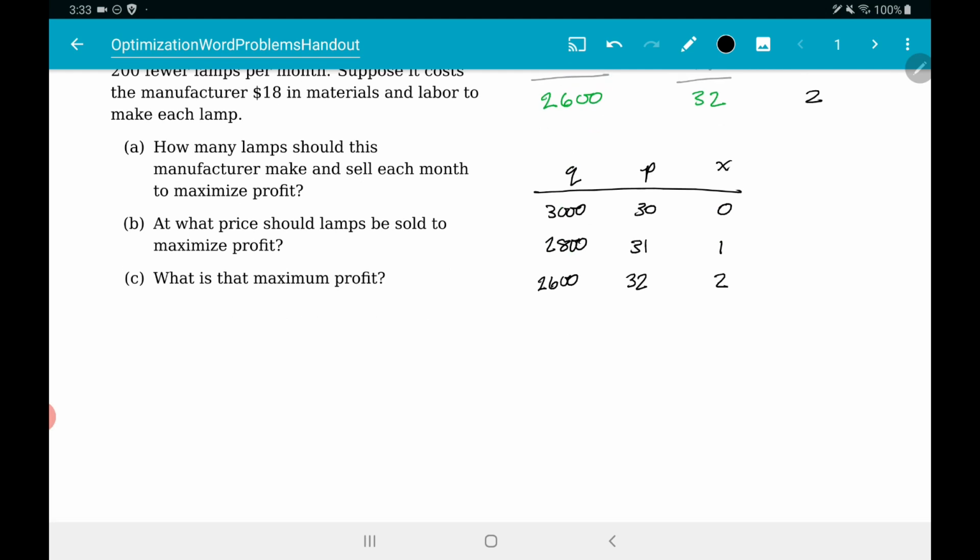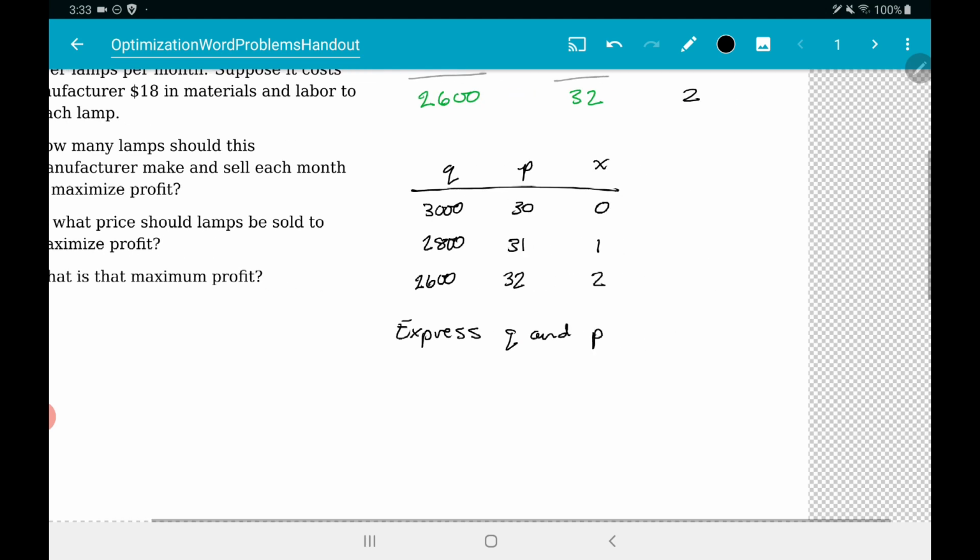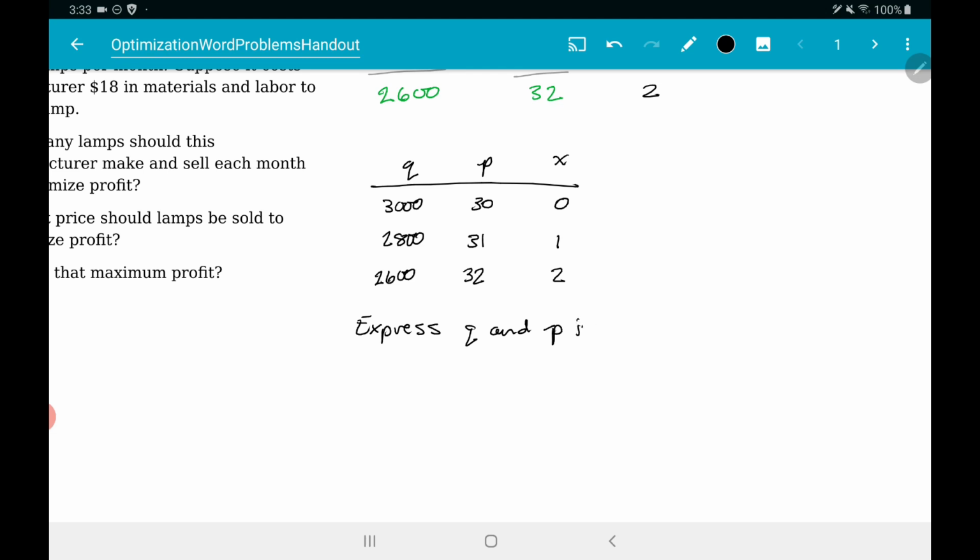We need to express Q and P in terms of X. Take a moment and try to do that.